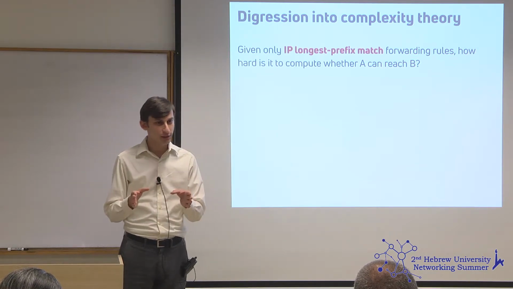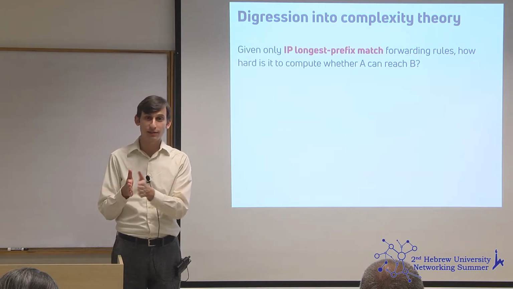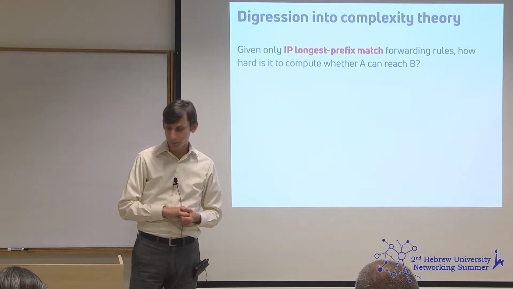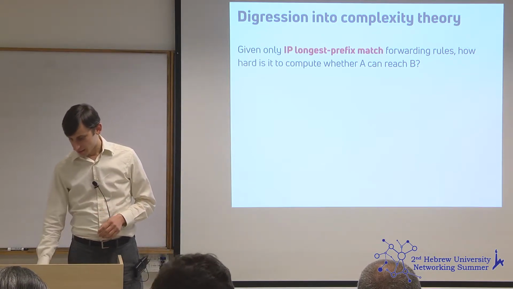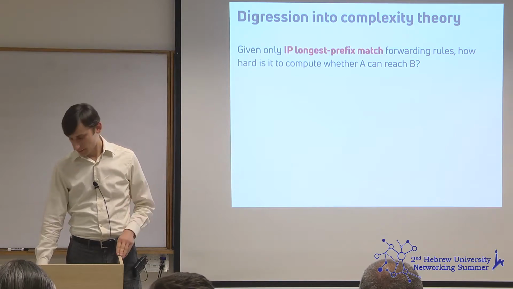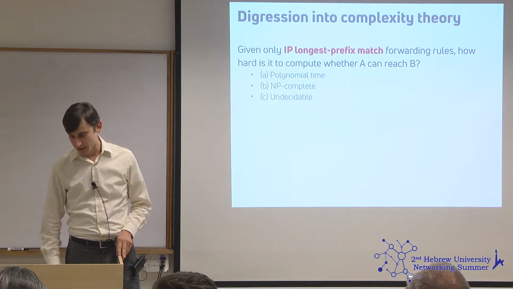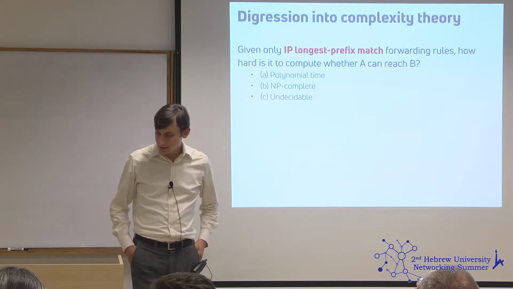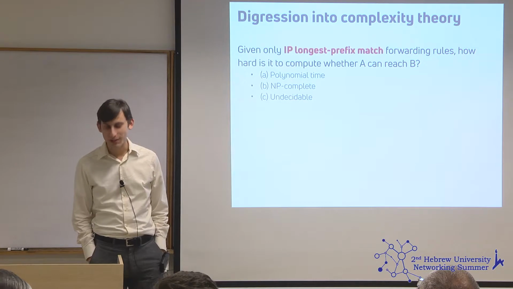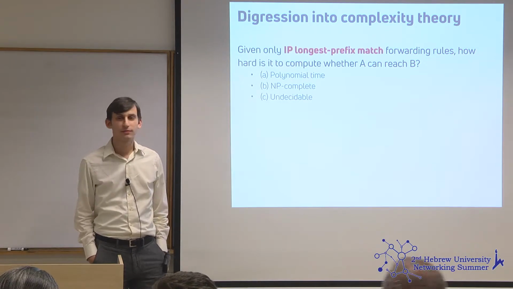So we have one field we care about. The rules are going to be matching some prefix and giving an action, forward or drop. Okay? And the query is, can A reach B? So I'll give you 3 choices. Is this problem polynomial time, NP complete, or undecidable for this case?